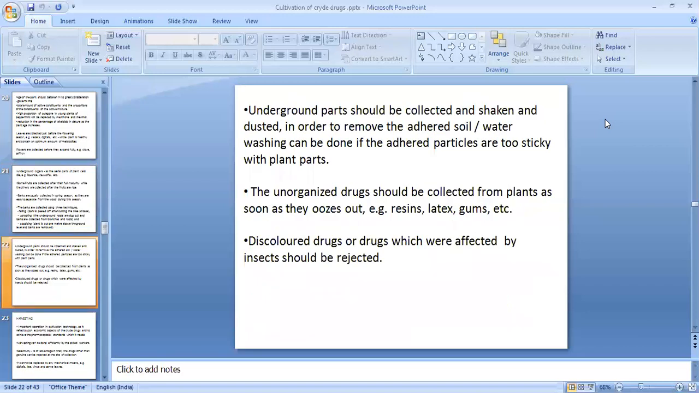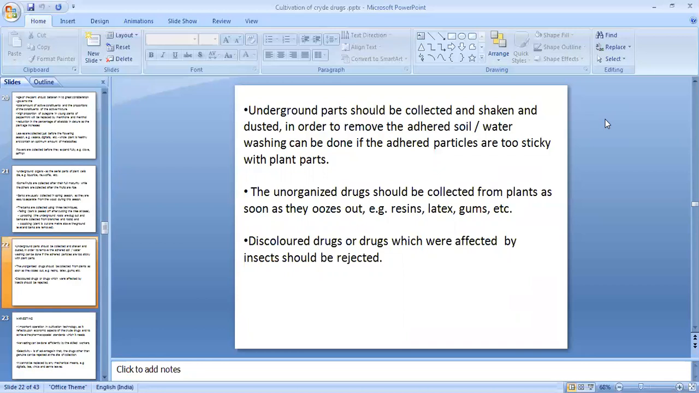And when I told you about the underground parts, the rhizomes and roots, when they have been taken, they should be completely freed from the adhering soil and earthy material. If the soil is loose, it can be shaken to remove the adhering soil. Or if the soil is too sticky with the plant's part, then it has to be washed well with water and taken for drying.